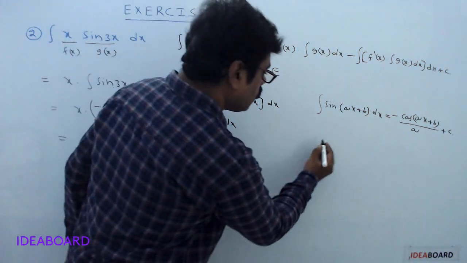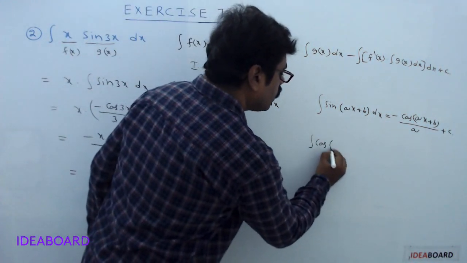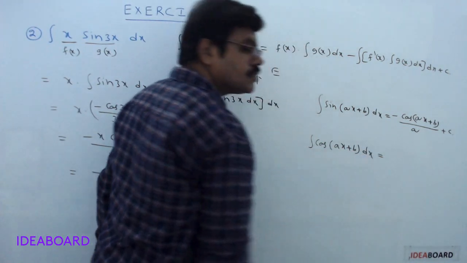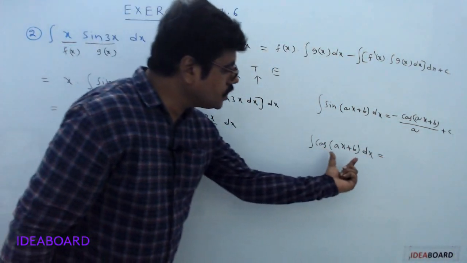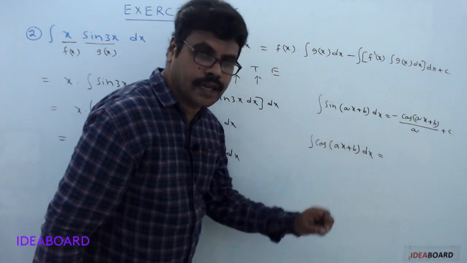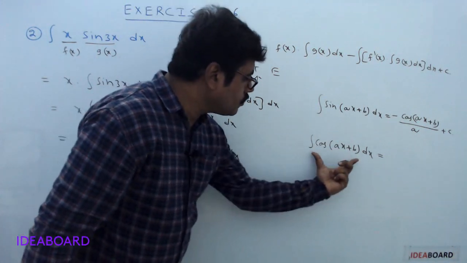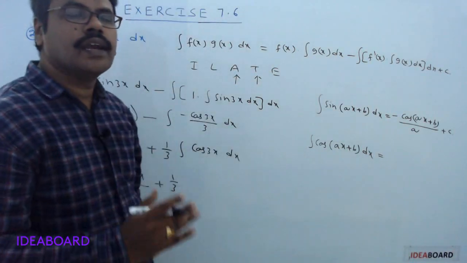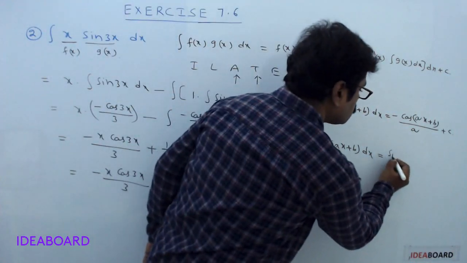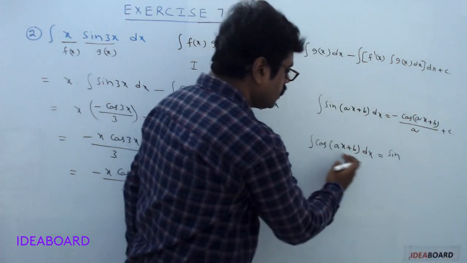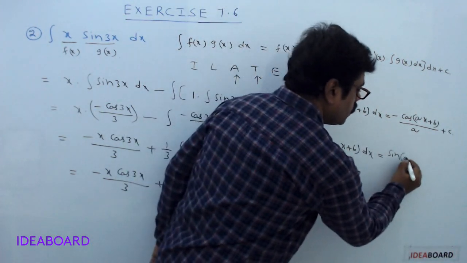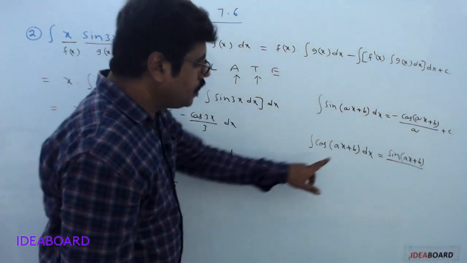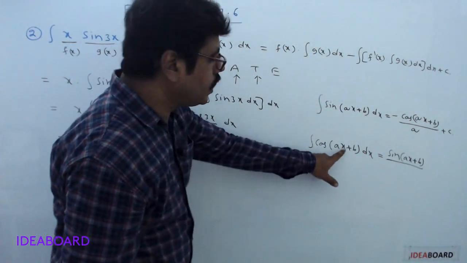Now see the general formula: integral cos(ax+b) dx. Consider ax+b as x. Then it is of the form integral cos x dx, which is sin x. Here x is ax+b, so it is sin(ax+b) divided by the x coefficient in the integrand.